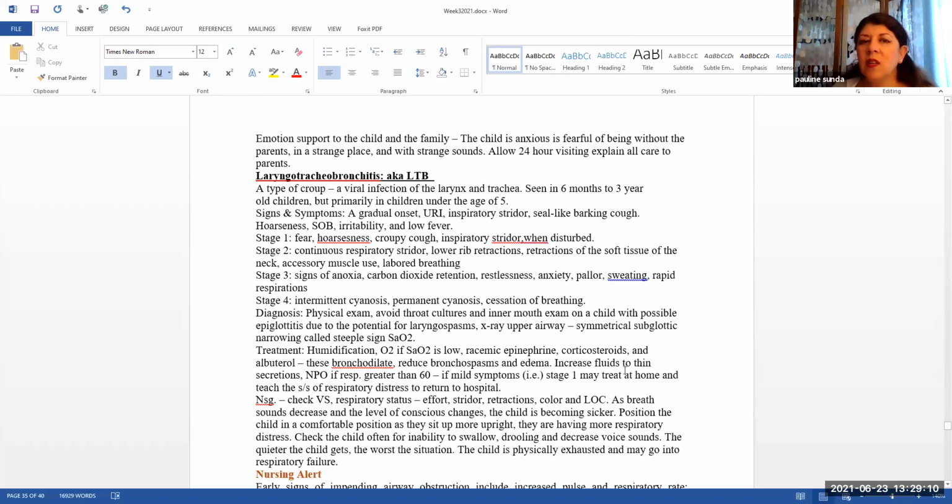Emotional support is going to be very important for the child and family. The child is anxious and fearful. The parents are very anxious because their child is in the ICU. The child is fearful because obviously they're in a strange place. So it is important to allow 24-hour visiting and explain everything that you're doing to the child to the parents.